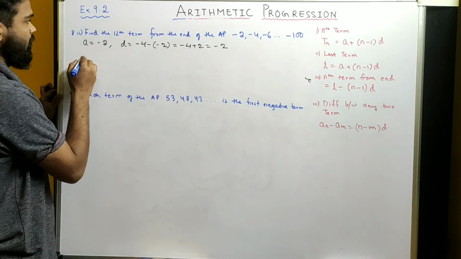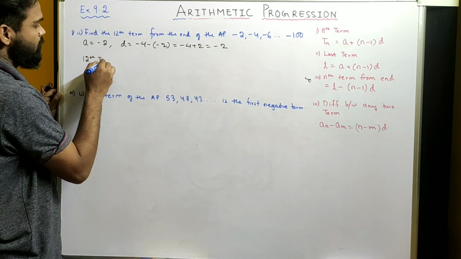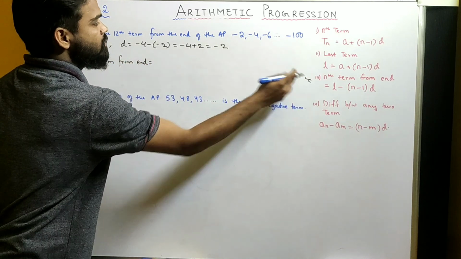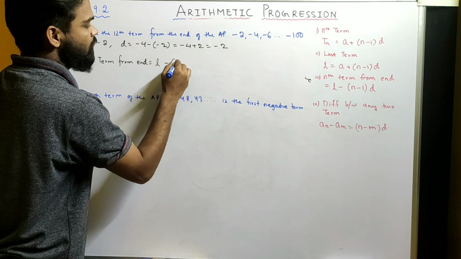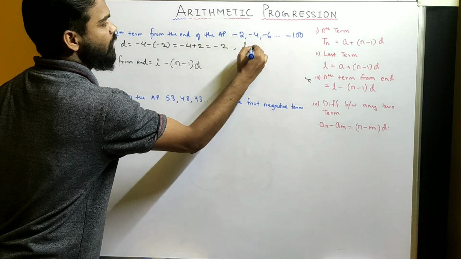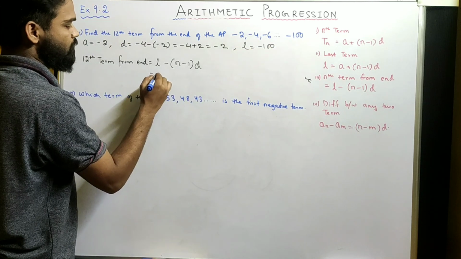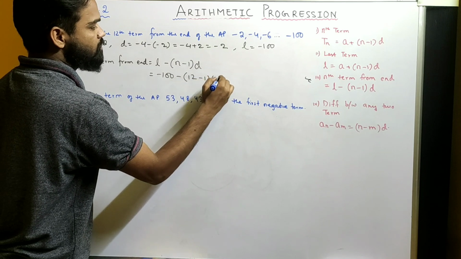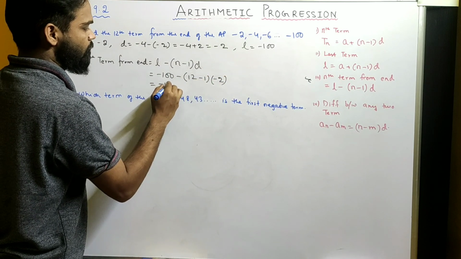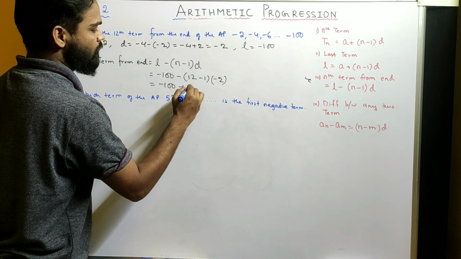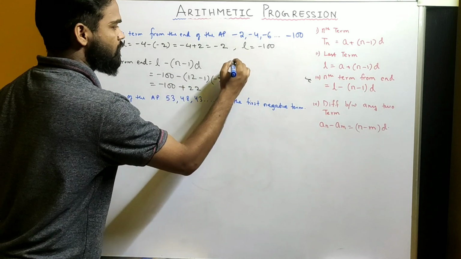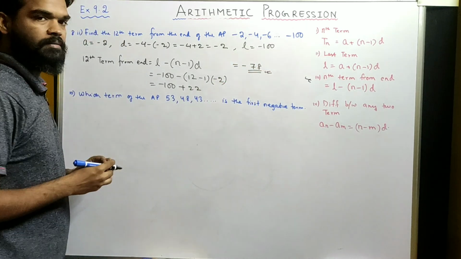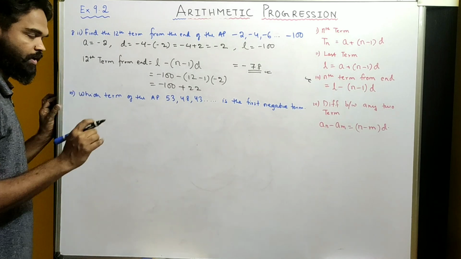Now the nth term from the end, so the 12th term from the end can be written as L minus (n minus 1)D. We know the last term is minus 100, so that's minus 100 minus (12 minus 1) and D is minus 2, which is minus 100. This will be plus 22, which is equal to minus 78. Done. Now let us look at number 10, which is very interesting.